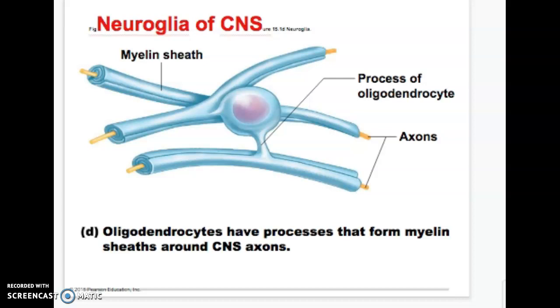The first neuroglia that we're going to look at in the central nervous system is called an oligodendrocyte. Oligo means many, dendro means branches, cyte means cell. So this is a cell with many branches. You can see this is the cell body, and the branches wrap around the axons, forming something called myelin.